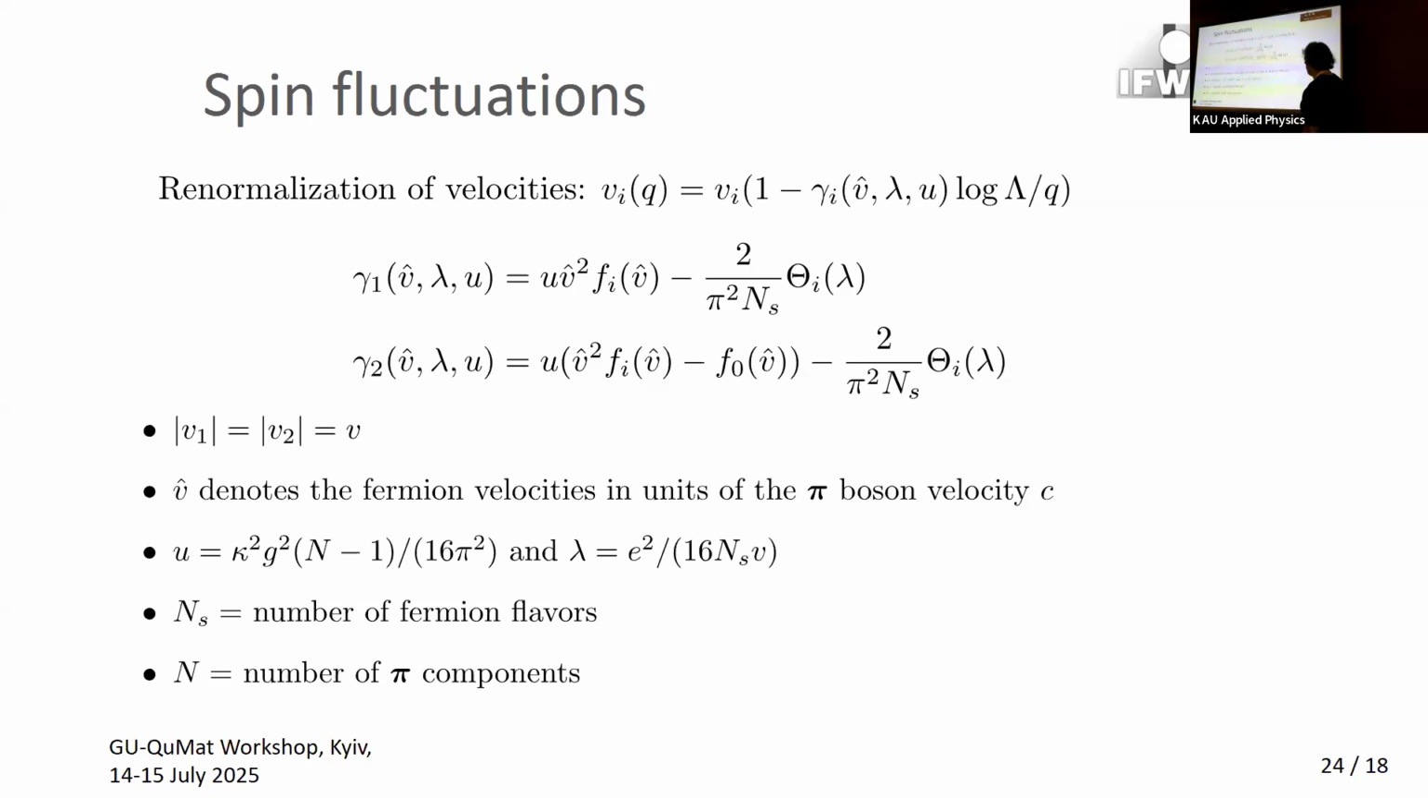And then here I define two coupling constants. One is the Kondo coupling constant, and the other is the fine structure constant. I generalize: NS is the number of fermion flavors, and N is the number of pi components. The physical case is NS equals 4, N equals 2.